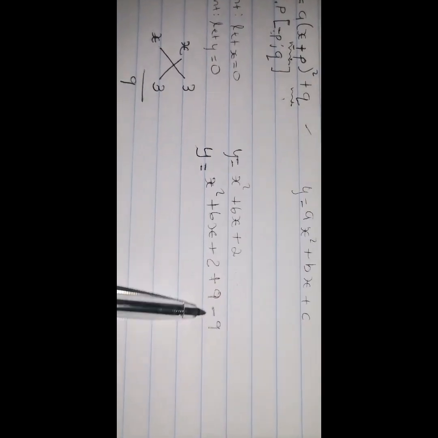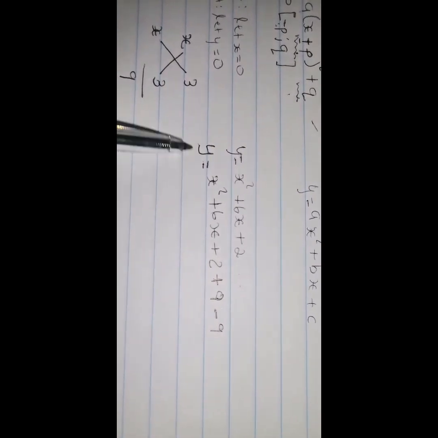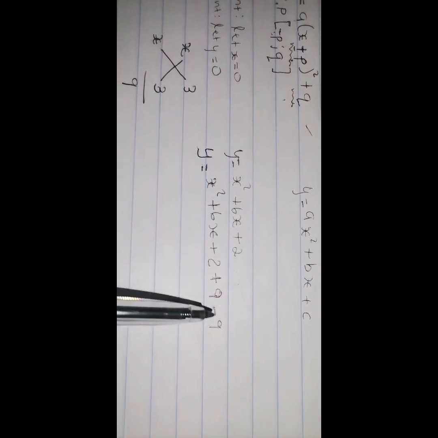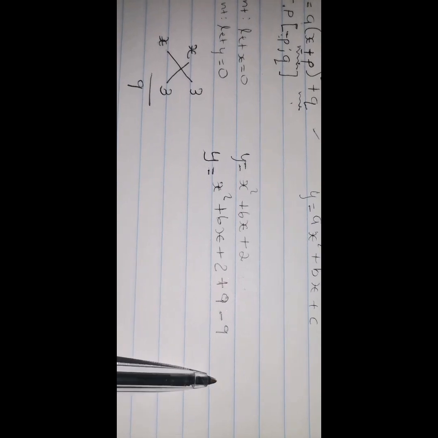So this 9 cannot go to this side because there is no 0 in here. It is y. You're going to get it wrong, perhaps. So hence I said 9 minus 9 to balance the equation. This is how we do it, guys. This is how you complete the square.